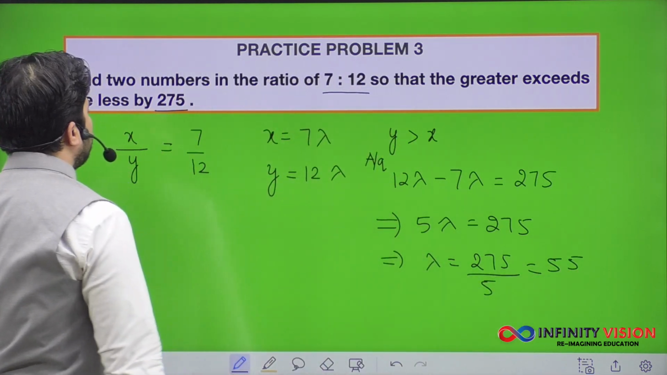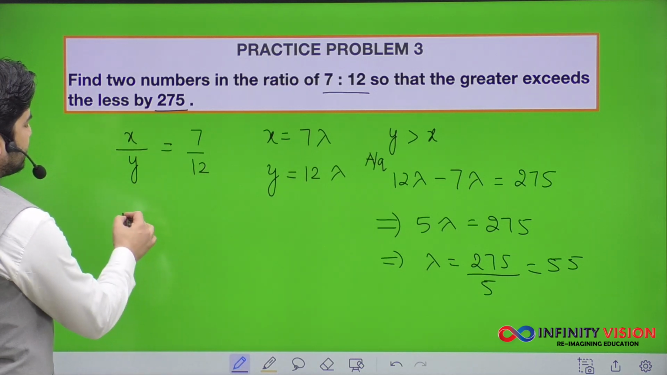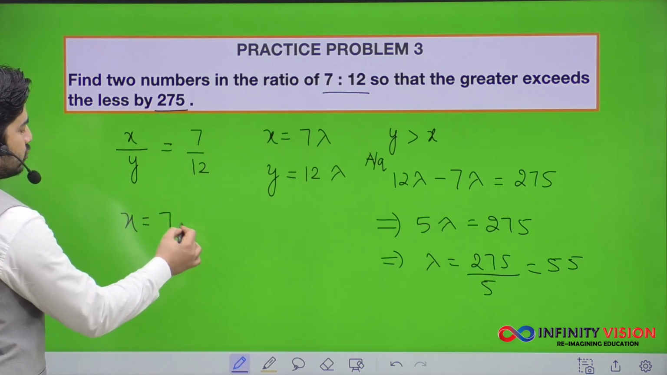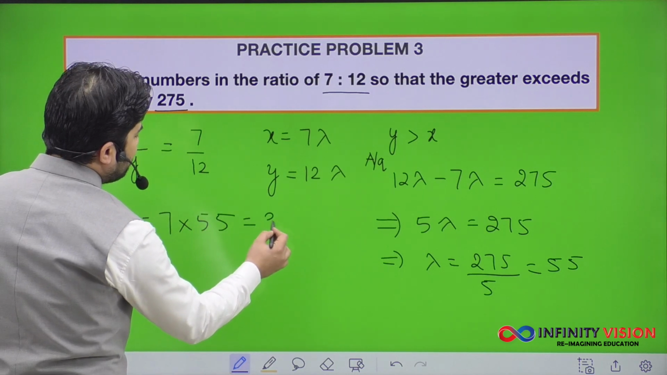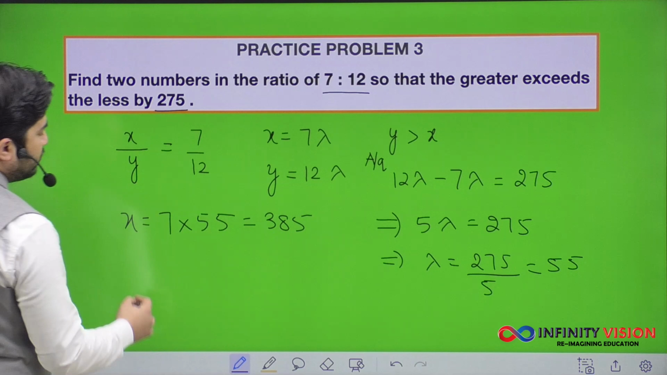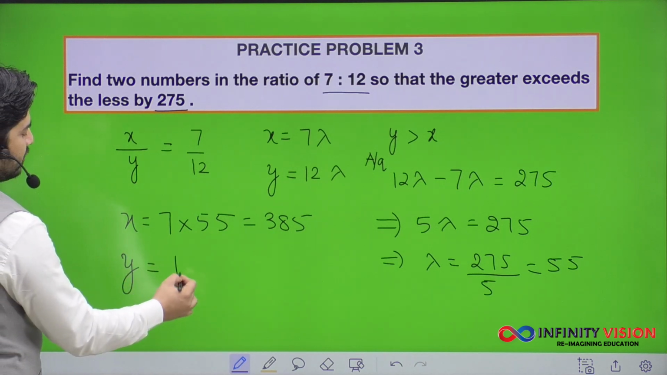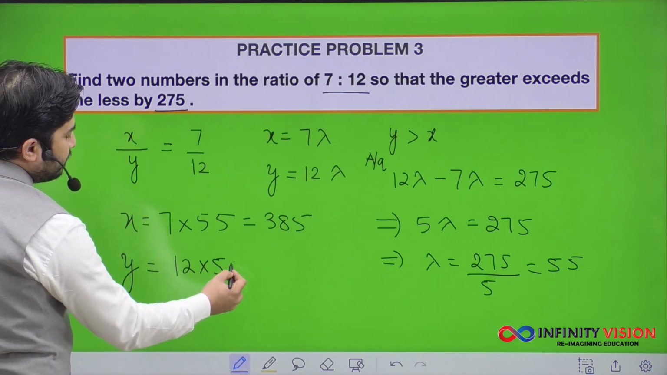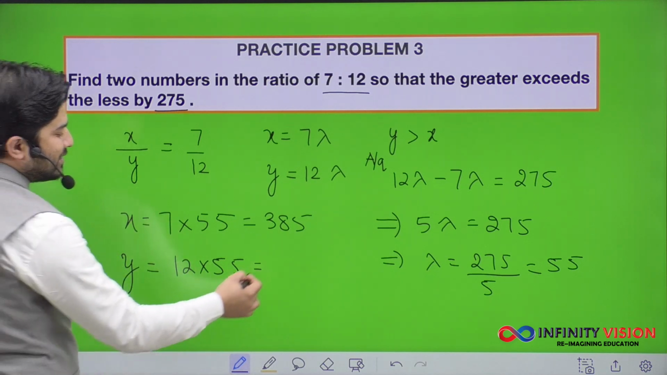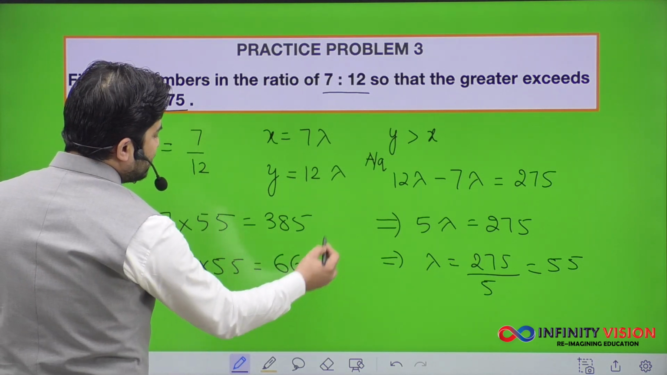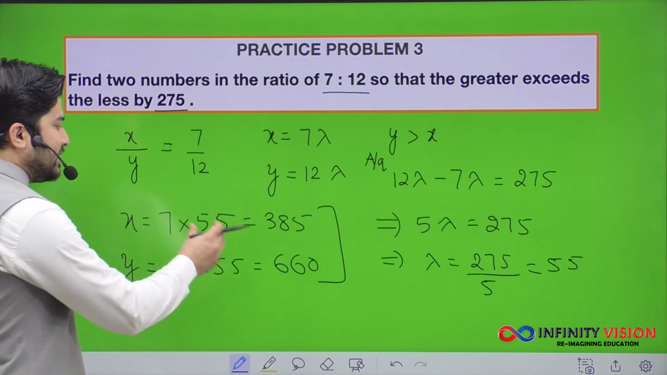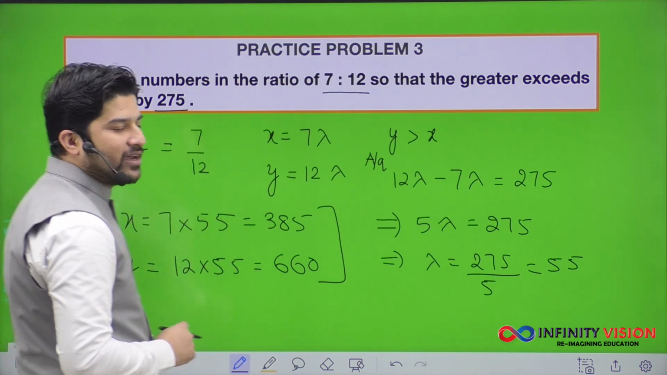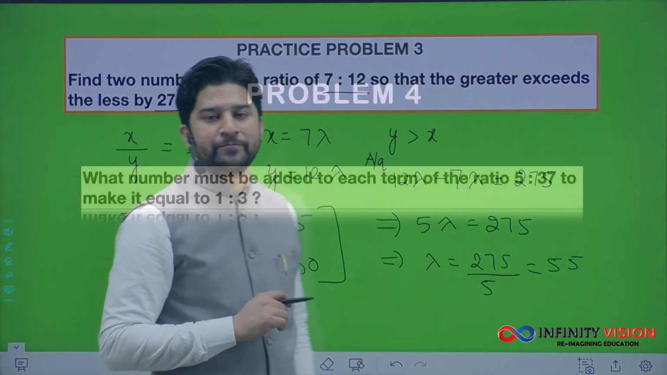Now you need to find both numbers. So x is nothing but 7 into lambda, and your lambda is 55. That makes it 385. And your second number y is nothing but 12 lambda, which is 12 into 55, which means that is 660. Now if you notice, they are in the ratio of 7:12, and 660 exceeds 385 by 275.